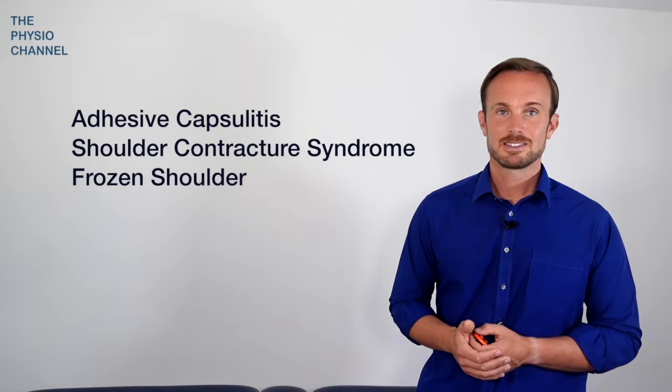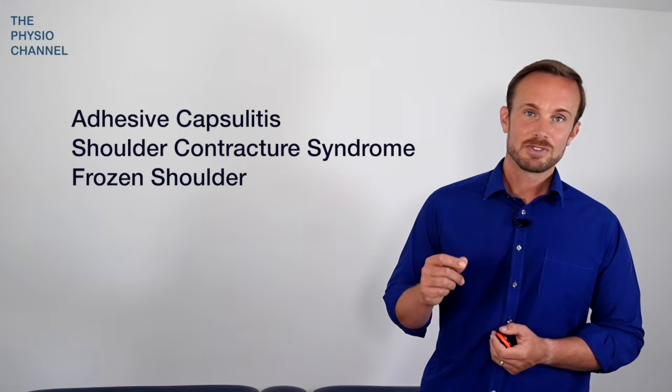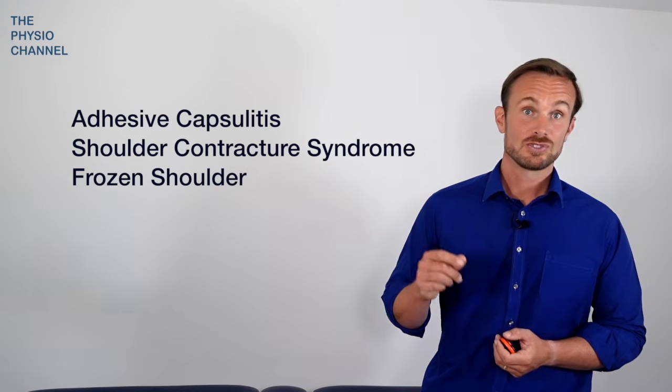So following your subjective and objective assessment and possibly getting some extra tests like the X-rays and blood tests, you may now be in a position to suggest that frozen shoulder is the most likely diagnosis. Frozen shoulder was originally labelled in 1934. Since then, it's been renamed a few times. Adhesive capsulitis, shoulder contracture syndrome, but it's generally referred to now as frozen shoulder. So we're back to where we started.